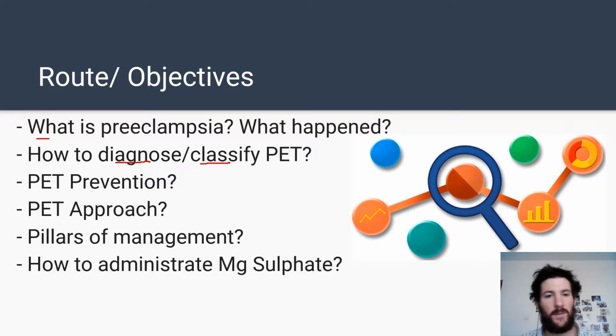and the treatment. After that, we will talk a little about preeclampsia prevention, and the approach to a patient with preeclampsia: the examination, the clinical history, and of course the laboratory tests. Then we will talk about the treatment, divided in 5 important pillars. And at the end of the presentation, we will show a little how to administer magnesium sulfate and what its utility is.